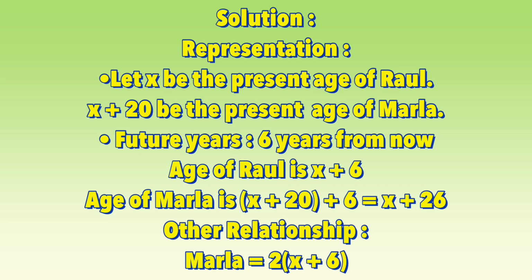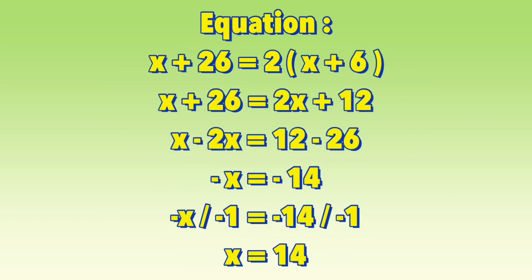Becomes x plus 26 equals, we will use the distributive property, 2 times x equals 2x, and 2 times 6 equals 12. Then we're going to transpose the variable to the left side of the equation and the constant to the right side of the equation. Now we're going to transpose 2x to the left side. It becomes now x minus 2x equals, bring down 12, then 26 transposes to the right side of the equation and becomes negative 26, and we're going to simplify now. x minus 2x equals negative x, then 12 minus 26 equals negative 14.